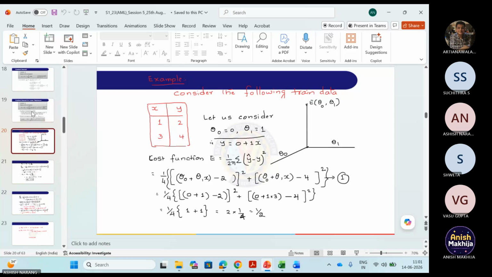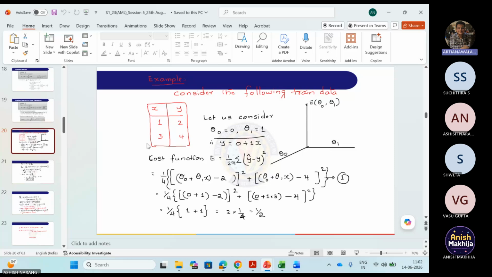How many weights? How many thetas will there be? 2, right? Theta 0 and theta 1, because it's a simple linear regression now. We started with random values of theta 0 and theta 1. Theta 0 is 0, theta 1 is 1. So what is my predicted function? Y is equal to 0 plus 1x, that is, theta 0 plus theta 1x. This becomes 0 plus 1x.